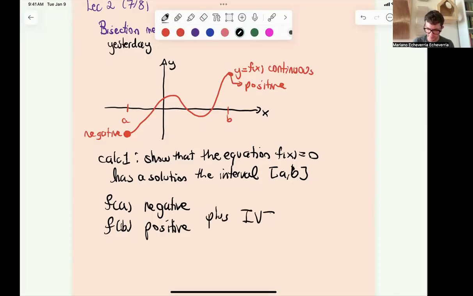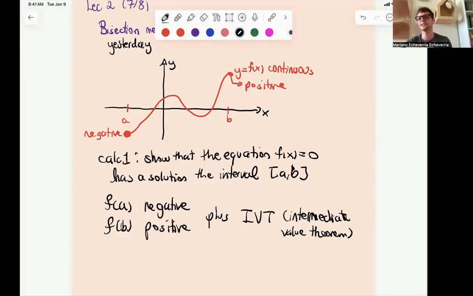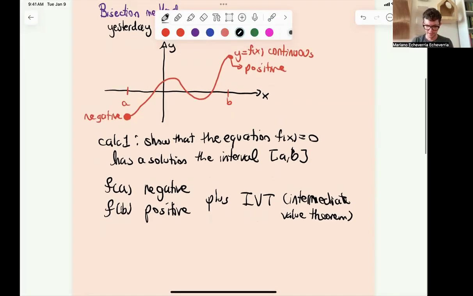The IVT is the intermediate value theorem that I reminded you about last time. What the IVT says is that if the function is positive and negative at certain points, it has to go between all the intermediate values. It doesn't matter in which order that happens, so eventually you have to be at 0 at least once. In this case there are potentially 1, 2, 3 solutions, but the IVT guarantees that there will be at least one solution.